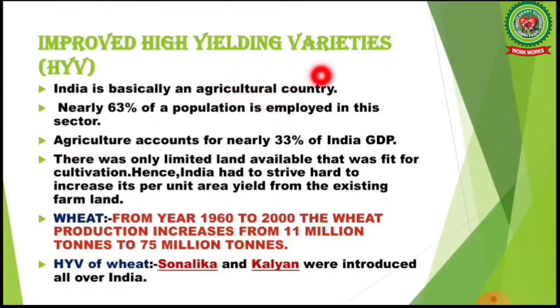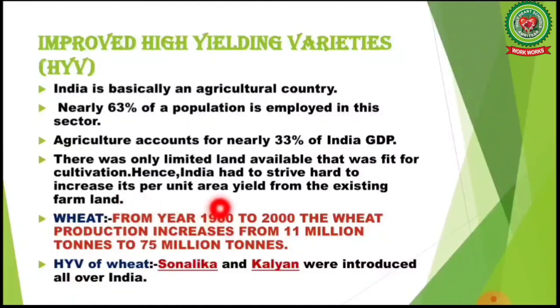Next is improved high yielding varieties, that is HYV. India is basically an agriculture country. Nearly 63% of the population is employed in this sector. Agriculture accounts for nearly 33% of Indian GDP, that is gross domestic product. There was only limited land available that was fit for cultivation. Hence, India had to strive hard to increase its per unit area yield from the existing farmland.